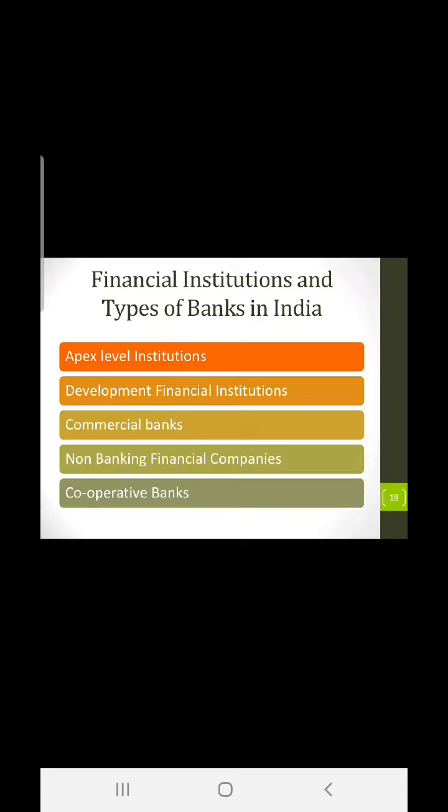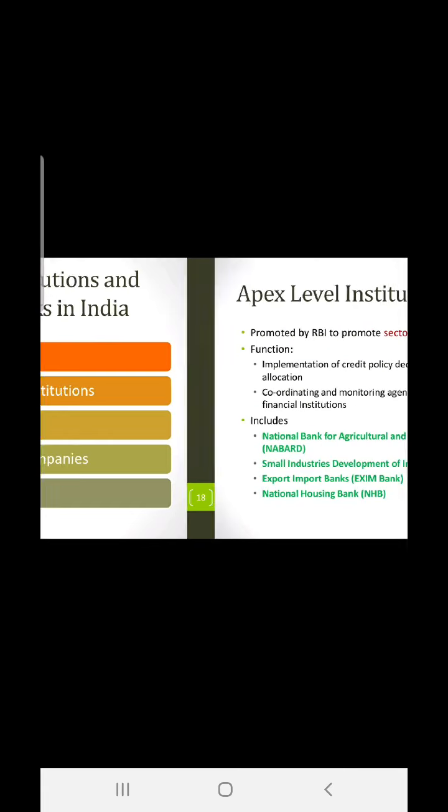How many banks are there? There is the apex level bank, the development bank, the commercial bank, non-banking financial institutes, and cooperative banks. Nowadays you also hear about private banks, foreign banks, payment banks, and small finance banks. Many financial inclusion efforts are done through financial institutes, but here you just have to focus on these names. Later on we will add the payment bank and small finance bank into it.